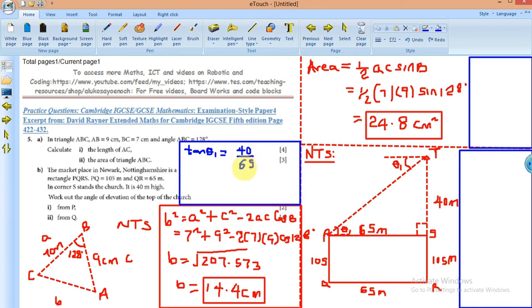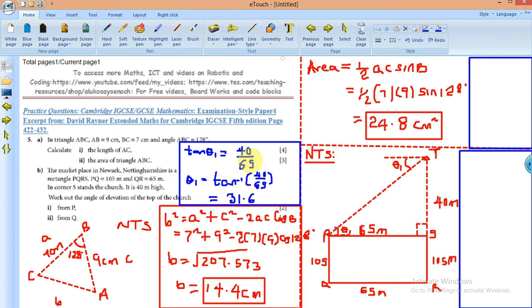I think I'll just plug everything into my calculator. So theta 1 will be arc tan of 40 divided by 65. Pick up your calculator, guys. Arc tan, that is 40 divided by 65, close the bracket. That gives 31.607, so to 1 decimal place, that is 31.6 degrees. So that's the solution to Roman figure one.